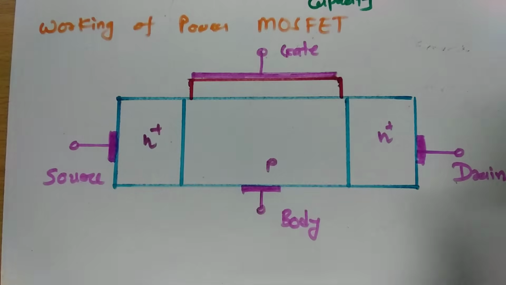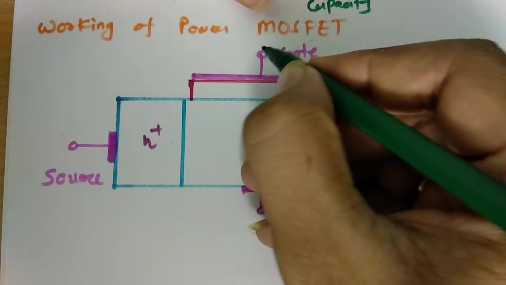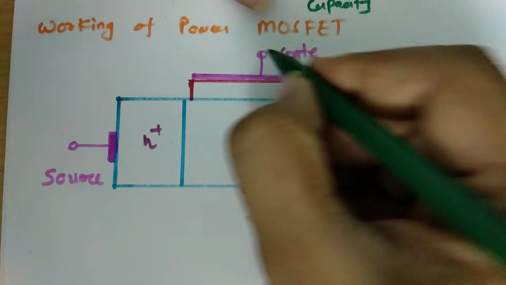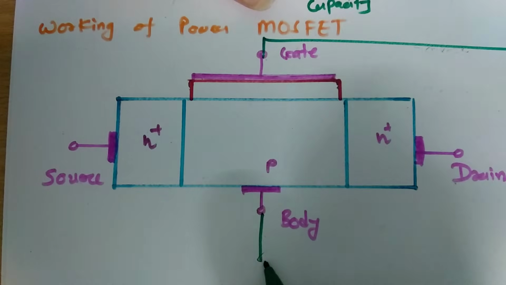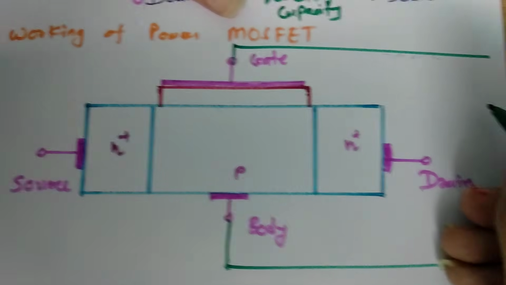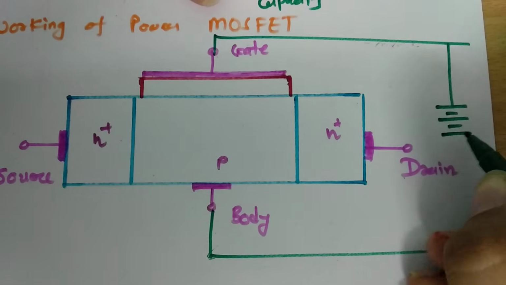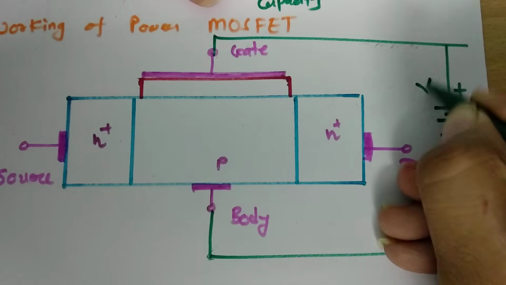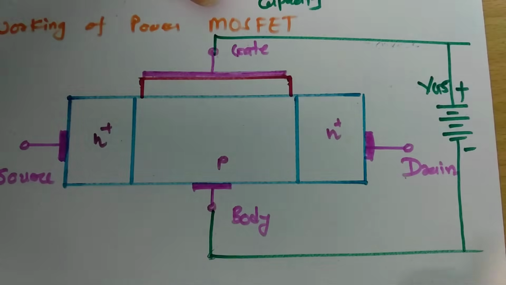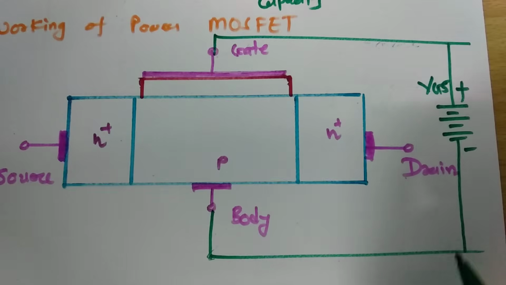Now let us try to understand the working of power MOSFET. To understand the working, we usually connect gate to body, where gate is connected with the positive terminal of a battery. Let us say this is positive, this is negative, VGS. So gate is connected with the positive terminal and body is connected with the negative terminal.